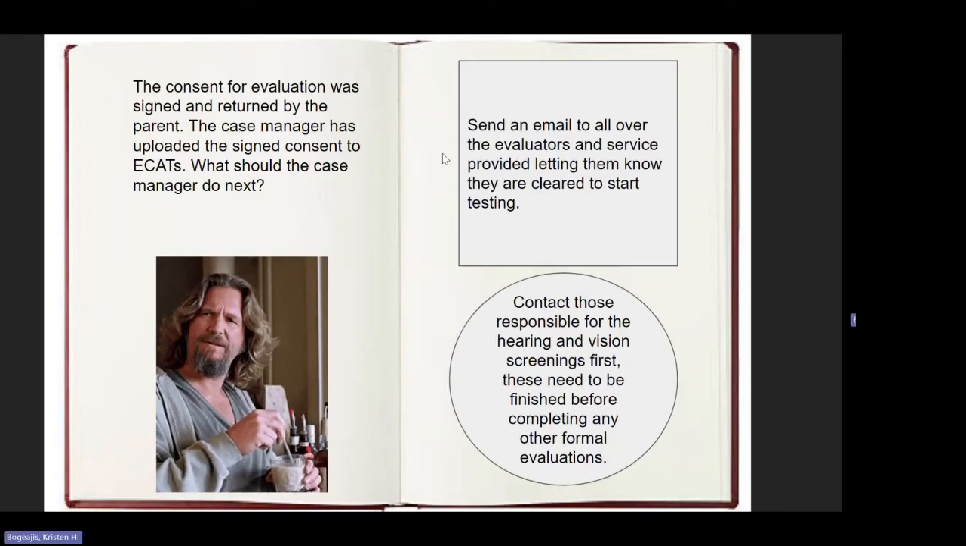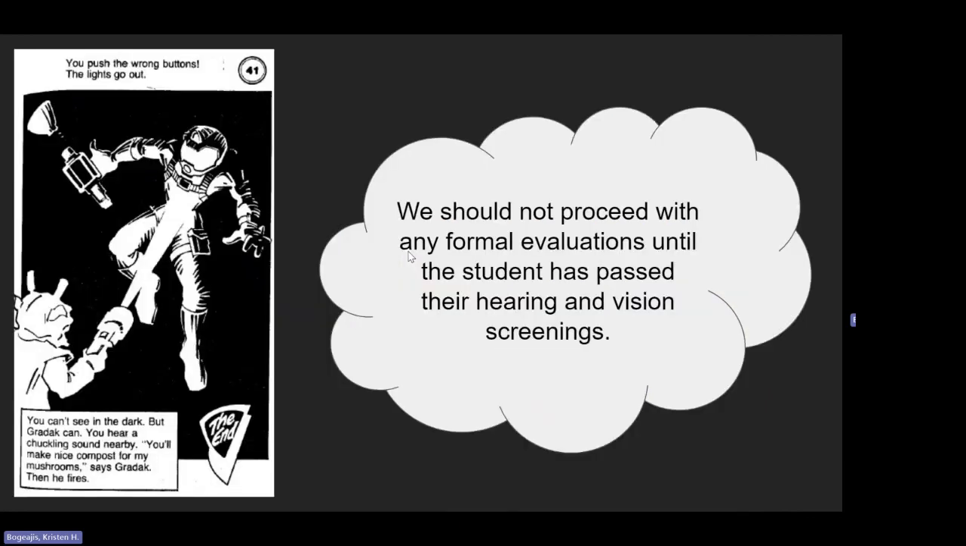The consent for evaluations was signed and returned by the parent. The case manager has uploaded the signed consent to ECATS. What should they do next? Should they send an email to all of the evaluators and service providers letting them know they are cleared to start testing? Or should they contact the people responsible for hearing and vision screening first because those need to be completed before other formal evaluations? We should not proceed with any formal evaluations until the student has passed their hearing and vision screenings.